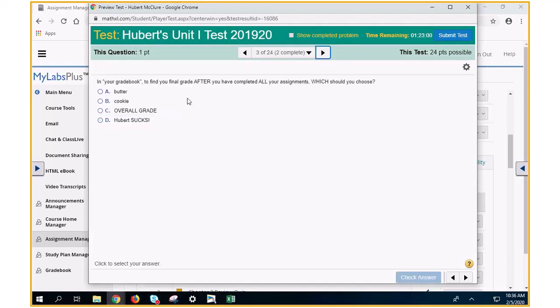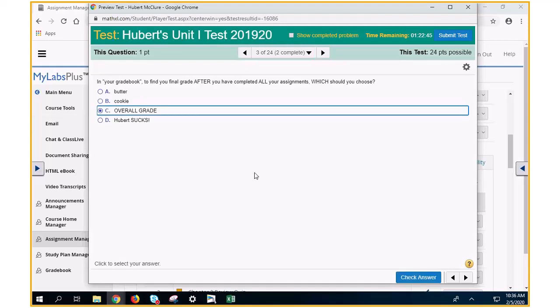In your grade book, if you want to find your final grade, what do you punch in at the end of the semester after you've done all your assignments and want to know your grade? Well, they don't do that anymore. Now it defaults to overall grade because there were too many DAs asking how to find their final grade. So now MyLabs Plus has defaulted to overall grade, and you have to hit show calculation to show how it's calculated.